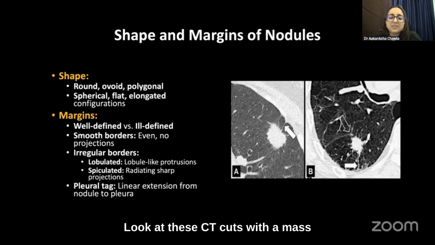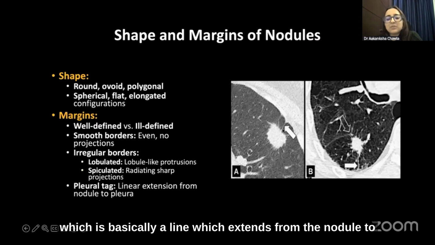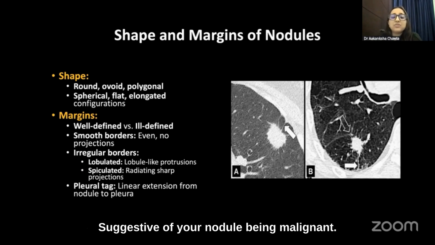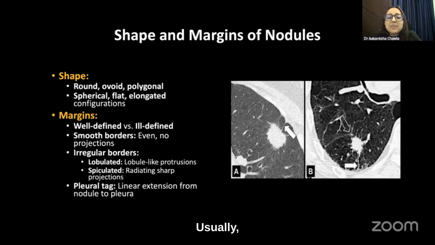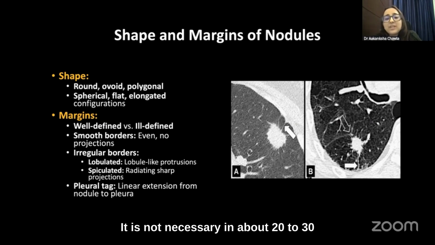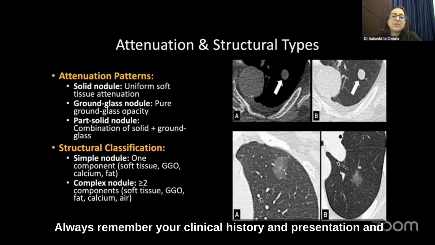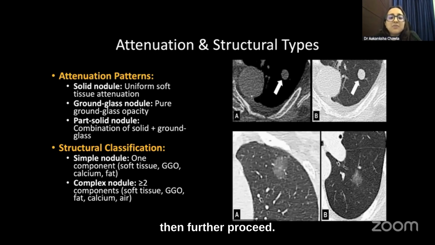Look at these CT cuts with a mass lesion with spiculated borders. There's a pleural tag, which is basically a line which extends from the nodule to the pleura. Generally, these features are more suggestive of your nodule being malignant. Usually, it is thought that if the borders are smooth, then it is mostly a benign nodule. It is not necessary. In about 20 to 30% of patients, it can be a malignant nodule as well. So don't jump to conclusions. Always remember your clinical history and presentation and then proceed further.